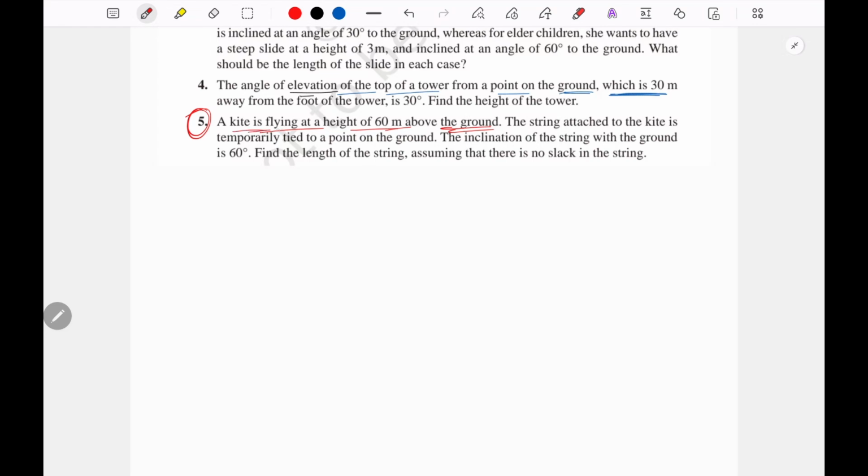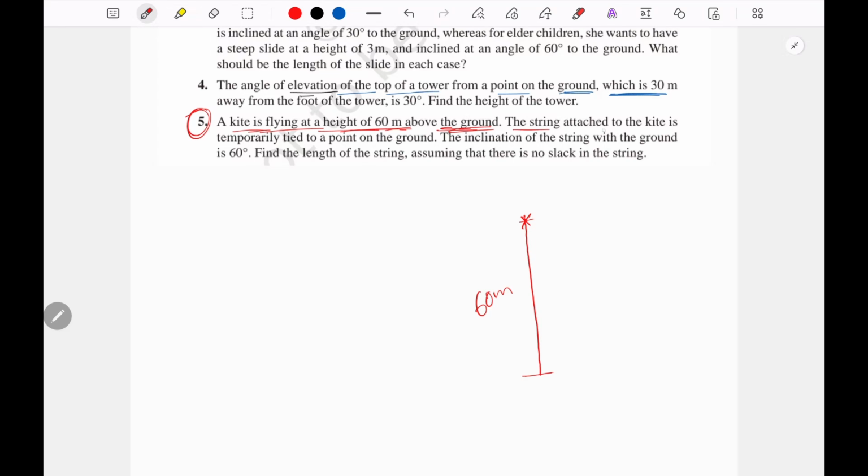First it says that a kite is flying at a height of 60 meter above the ground. So let's say this is the ground and the kite is flying above it. So this is the kite, and the height of this kite is 60 meter.